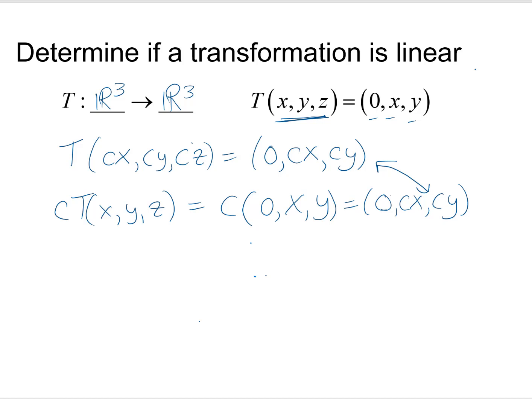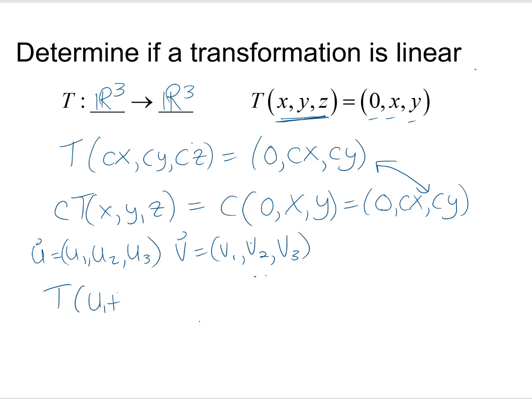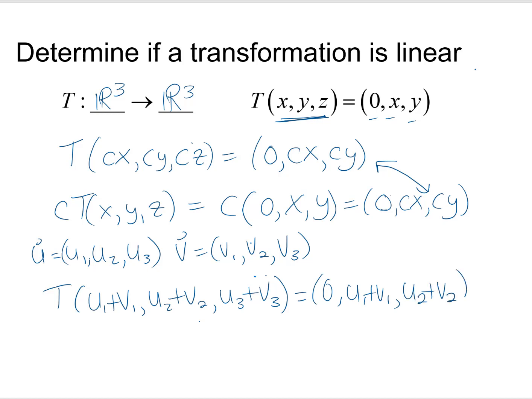Now we have to check the addition. So we're going to take two vectors, u, which is u1, u2, and u3, and v, which is v1, v2, and v3, and we're going to add those together. So we add components. u1 plus v1 is the first component, u2 plus v2 is the second, and u3 plus v3 is the third. And now we transform that. So we have 0, and then the x, which is u1 plus v1, and then the y, which is u2 plus v2.